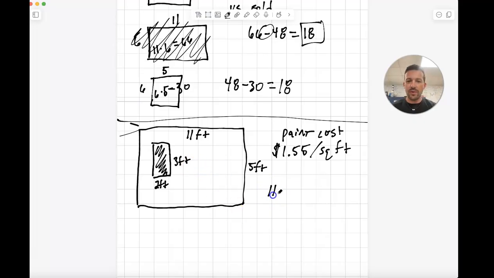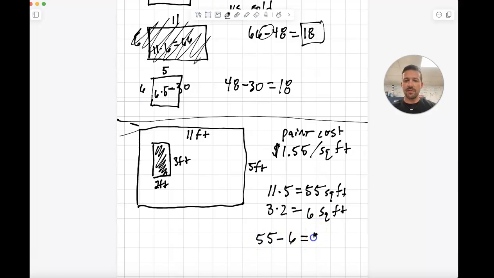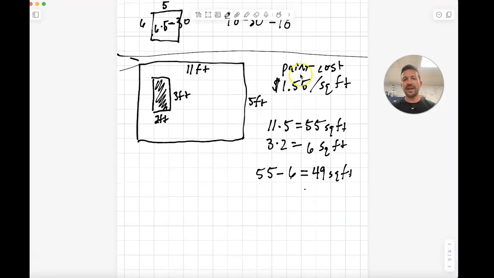Well, you'd figure out what the larger one is, the 11 by 5, and that's 55 square feet. Then I would figure out the window, which is 3 by 2, which is 6 square feet. I don't want to paint the window, so all you do is 55 minus 6, which gives me 49 square feet. So I need to paint a total of 49 square feet, and the paint costs $1.55 each. So I'm going to do 49 times 1.55, and that'll tell me how much I'm going to spend on paint.